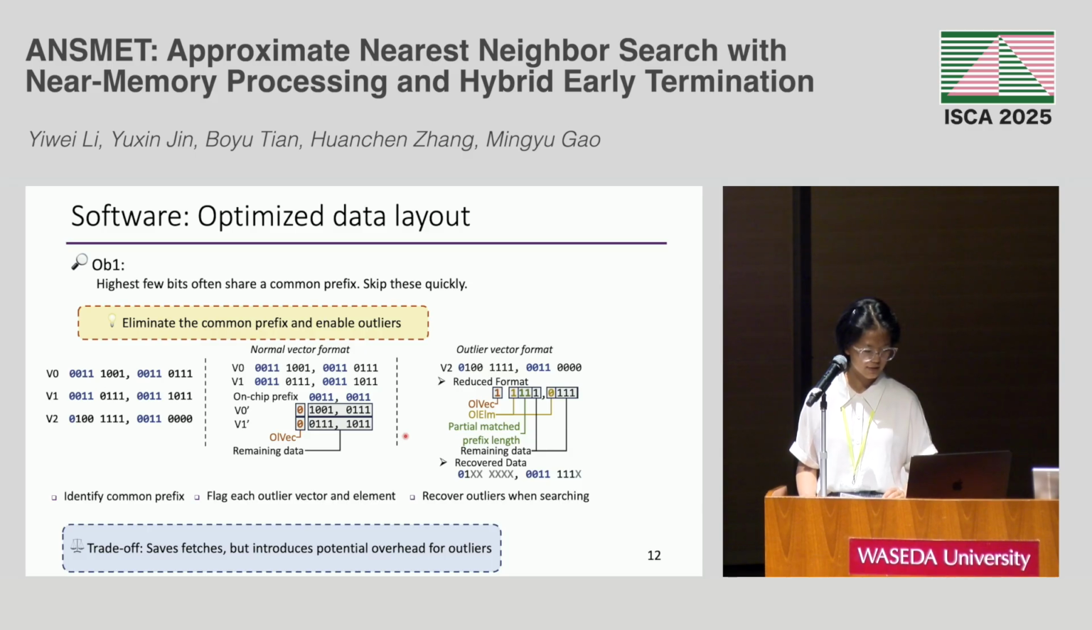We can notice that there actually is a trade-off between the reduction of fetches and potential overhead for outliers. So actually, a longer common prefix doesn't necessarily mean better system performance.